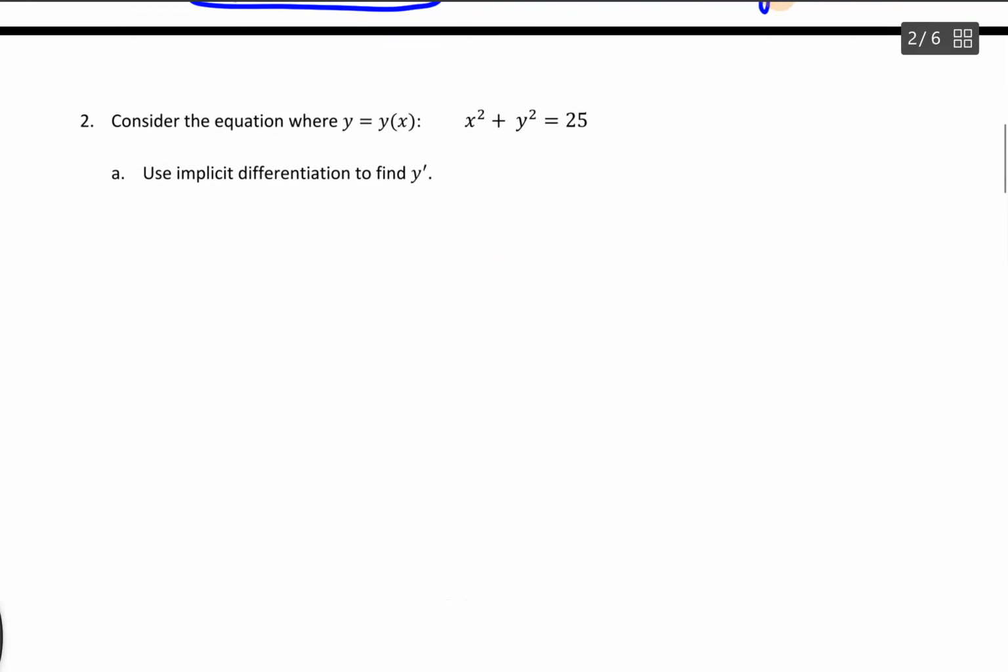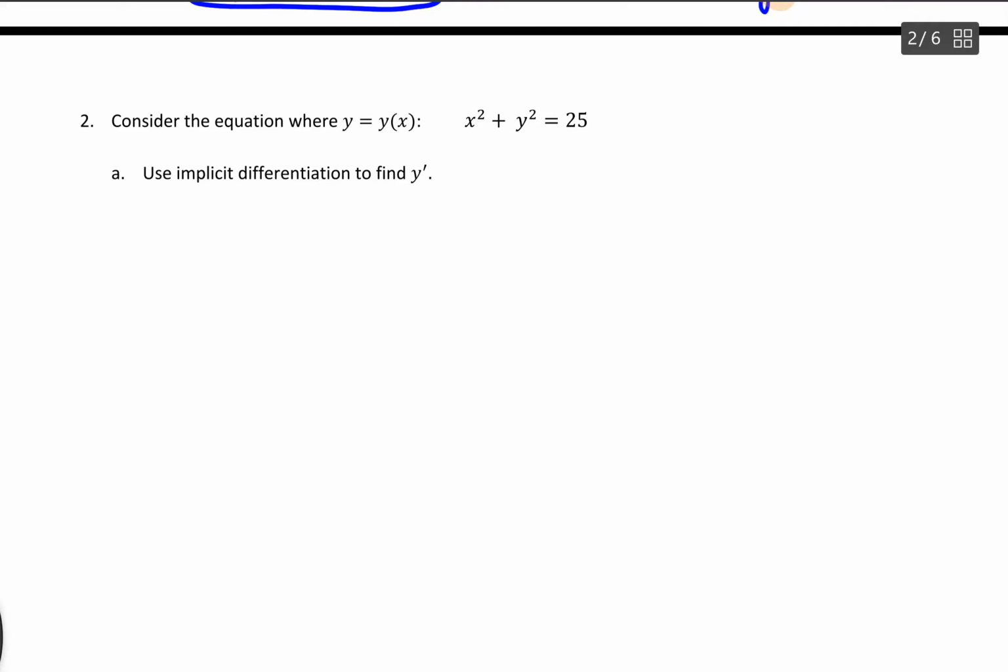We're going to look at this equation. This should be familiar from college algebra. Not sure if business math does it, but it's an equation of a circle. You don't have to know that to do the problem, but it's an equation of a circle where the center is the origin and the radius is 5. But you don't have to know that. We're just going to find the derivative implicitly.